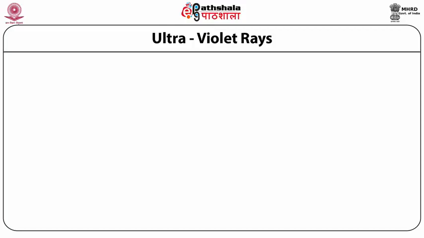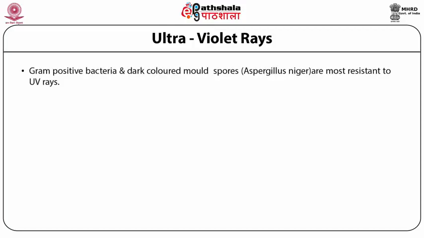Gram-positive bacteria require twice the dosage of gram-negative bacteria and 5 to 10 times for bacterial spores. Mold spores, particularly those that have dark colors, for example Aspergillus niger, are especially resistant and require dosage levels 20 to 100 times higher. Covered, shaded, or shielded organisms will not be affected.